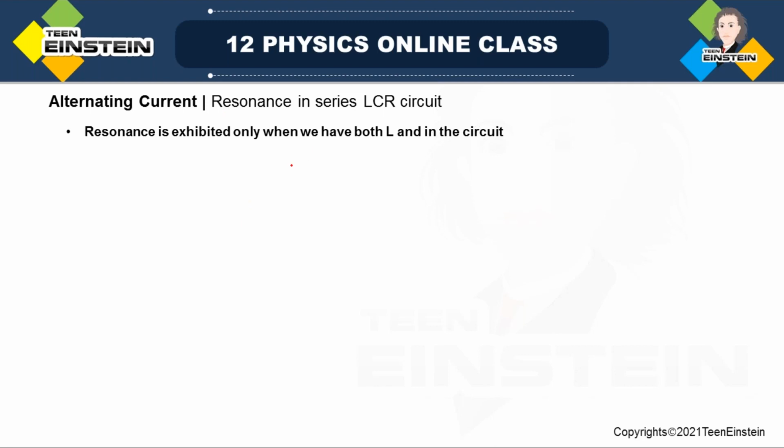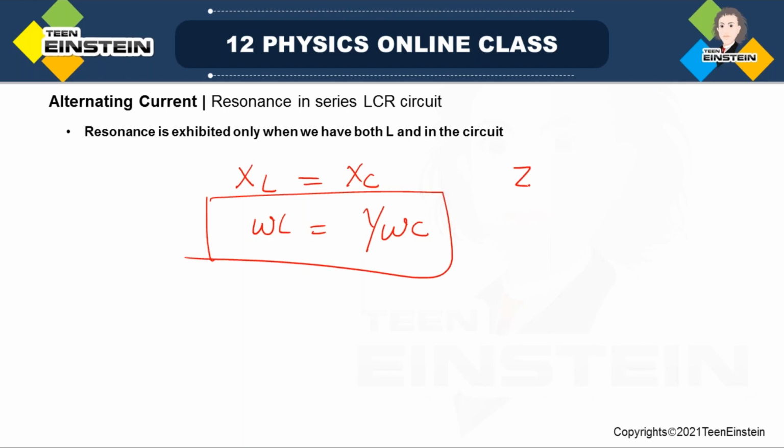We have seen that the condition for resonance is XL equal to XC. That means omega L is equal to 1 by omega C. So when this is satisfied, what happens? The impedance becomes minimum, that is equal to R, and the current becomes maximum, that is Vm by R.